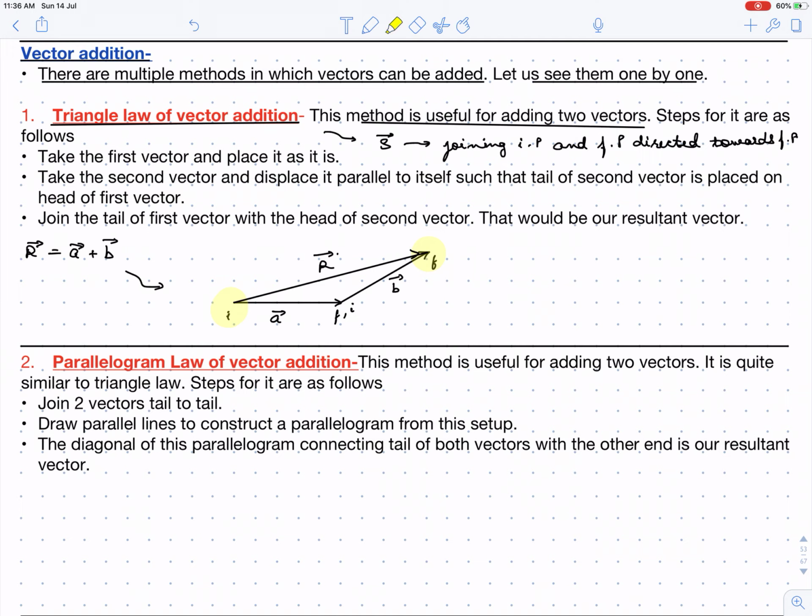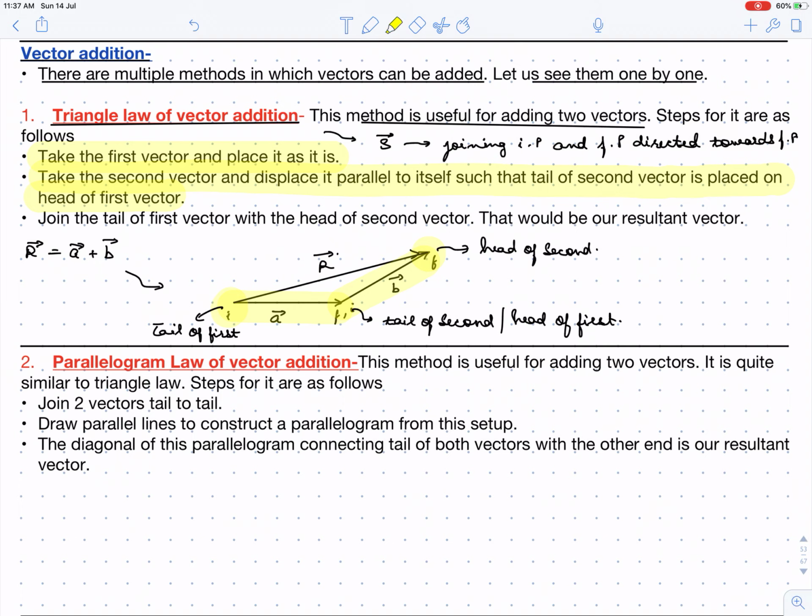Now read the steps one by one. We have taken the first vector and placed it as it is. Then we take the second vector and displace it parallel to itself, such that the tail of the second vector is on the head of the first vector. See, the second vector is placed very specifically over here, where this is the tail of the second and also the head of the first. And then ultimately I join this point, the tail of the first, with that point, the head of the second.